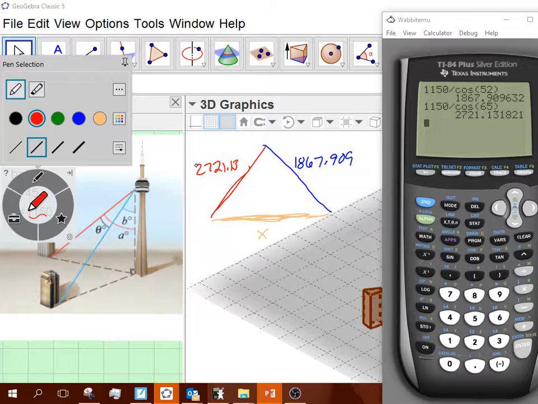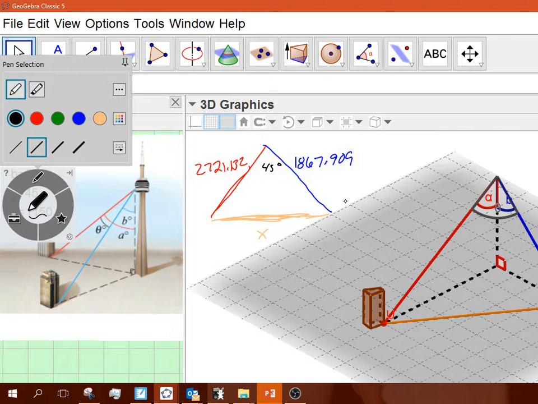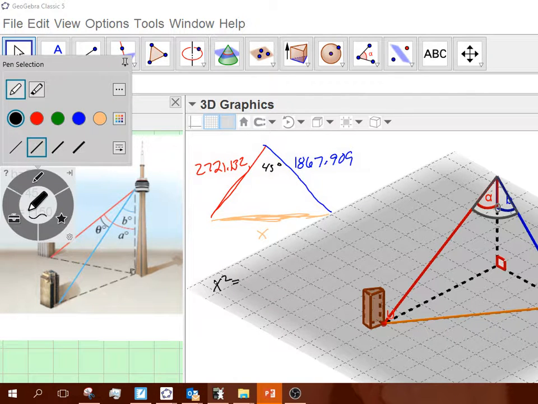So now I should be able to use the law of cosines to say that x squared should equal, this is side angle side, x squared should equal 2721.132 squared plus 1867.909 squared minus 2. I'm going to reference that red, so the 2,721 number should go there, the 1867 number should go here, and then cosine of 45.